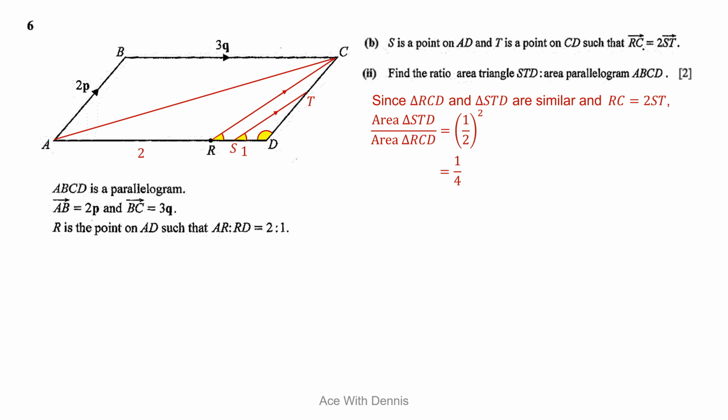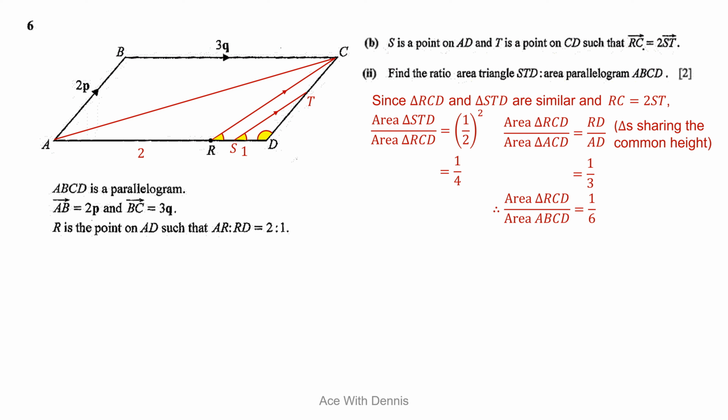Now from the diagram, we draw this diagonal line AC, and we can compare the area of triangle RCD with the area of triangle ACD. They are equal to RD over AD because they are triangles sharing the common height. So for triangles sharing the common height, when we want to find the ratio of the area, it will be the ratio of the base. RD is the base length of triangle RCD, and AD is the base length of triangle ACD. So from here, we know that it is 1/3.